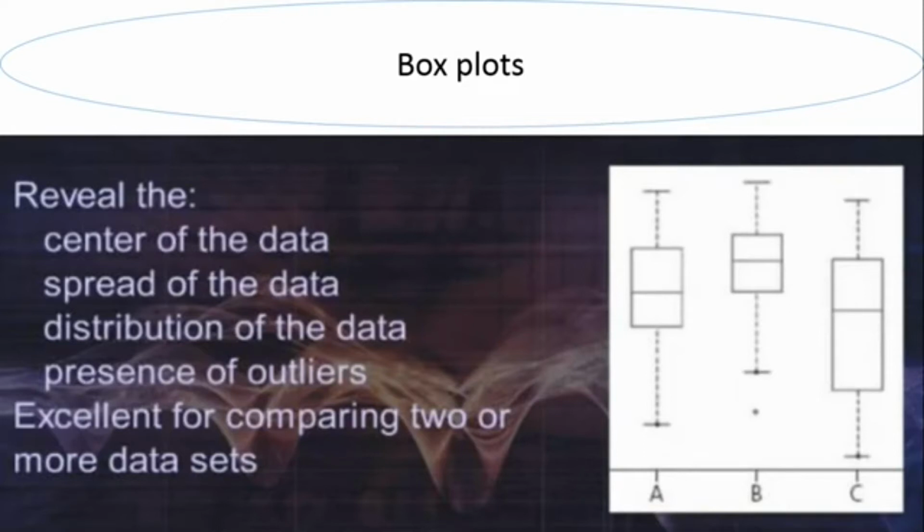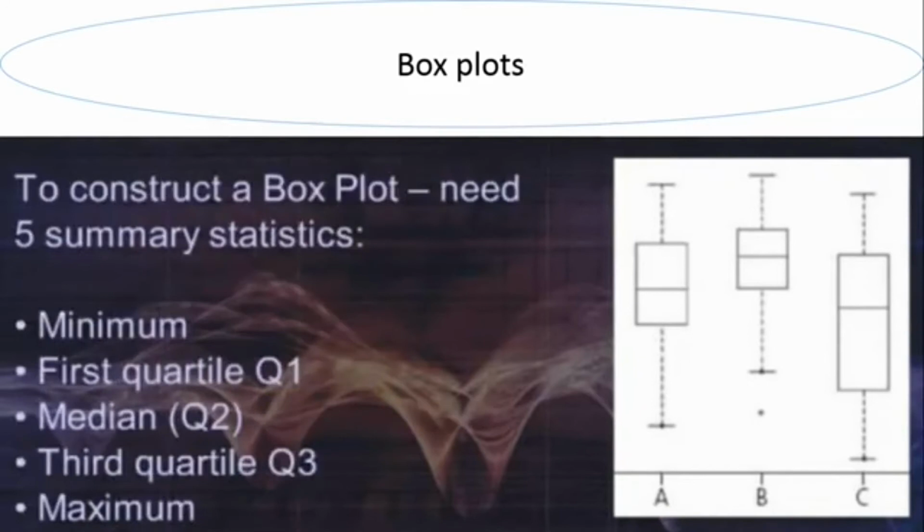To construct the box plot, you need 5 summary statistics. You need the minimum, the first quartile, the median or second quartile, the third quartile, and the maximum. Once you have the 5 summary statistics, you can plot your box plot. To construct it, you calculate the first quartile, median, and third quartile. Then calculate the interquartile range by subtracting the first quartile from the third quartile.